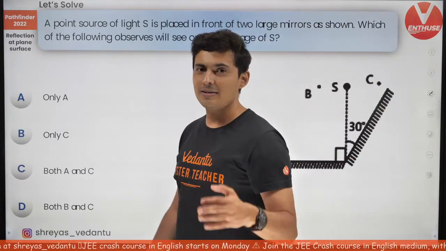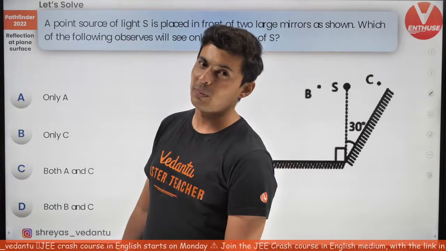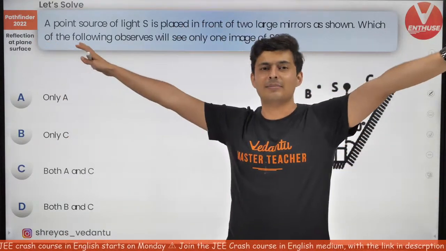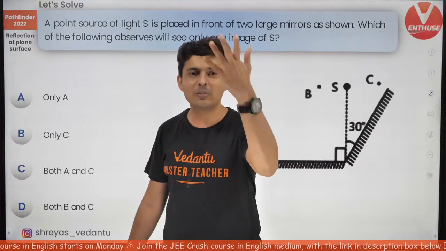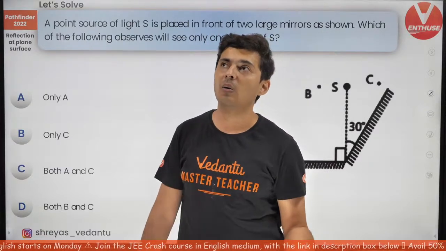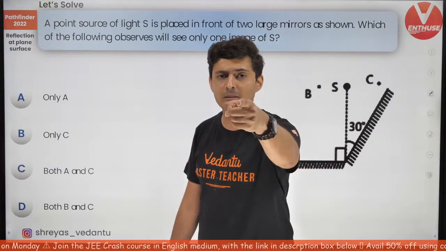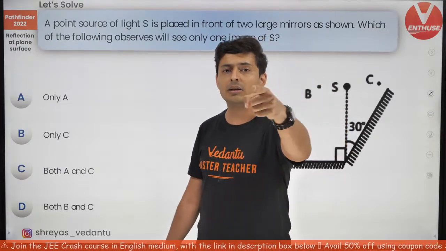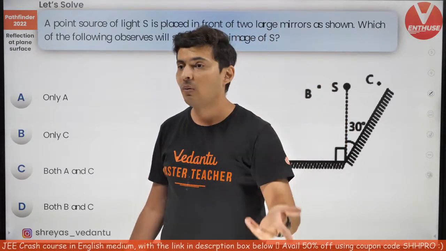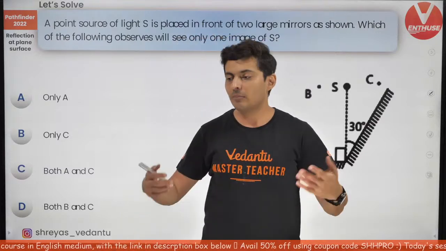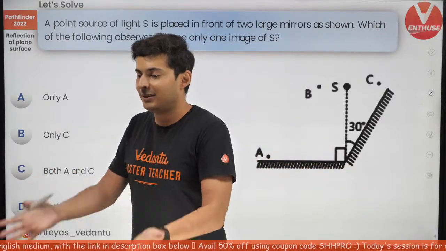I know many teachers, many institutes give this formula: 360 by theta minus 1. Done. That's what they do in so many institutes. Students are like, sir, how? Doesn't matter. Remember the formula. 360 by theta minus 1. 360 by theta. This is odd. This is even. Why, sir? Just memorize it. Then what's the point?